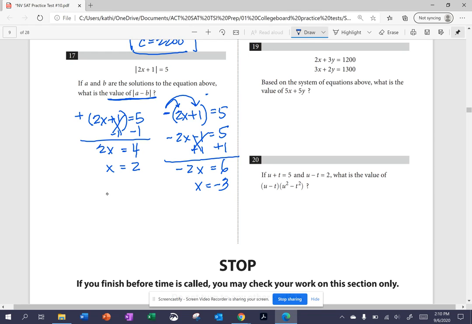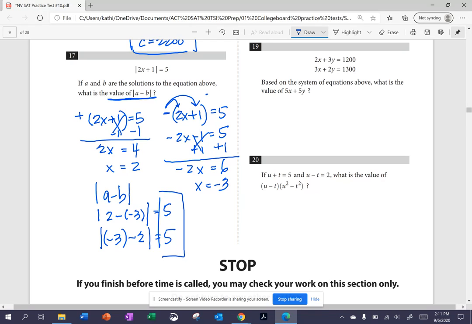So A minus B. I want to find the distance. So it doesn't matter which one I subtract. I'm going to take the absolute value. So this can be either 2 minus negative 3 or negative 3 minus 2. It doesn't matter. I'm going to get 5 either way. So my answer is 5. 18.